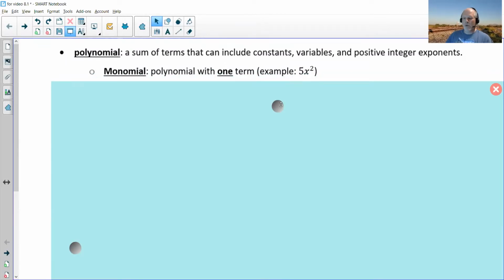We have what are called monomials, which are polynomials with one term. So that would be like, for example, 5x squared, or 3, or 7n.